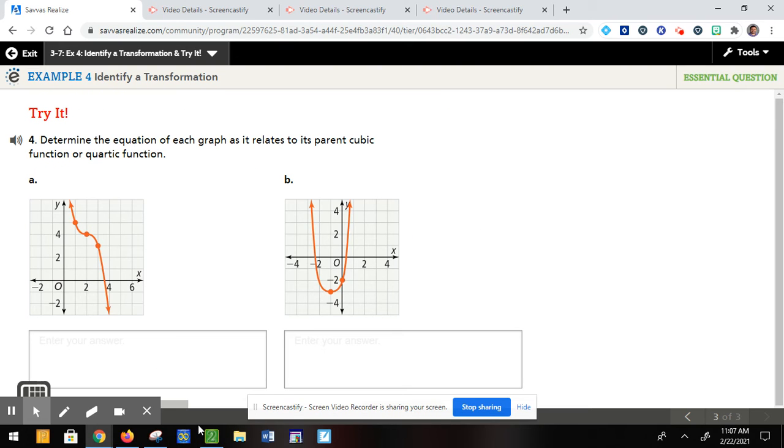Here you've got 2 try-its, so give them both a try and come back and check answers.